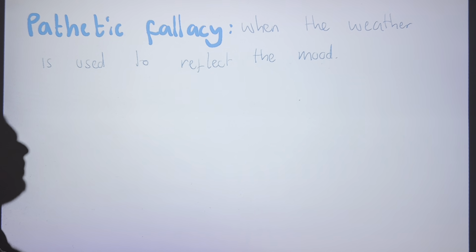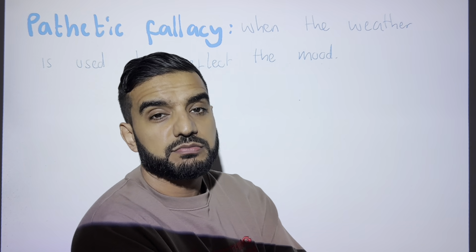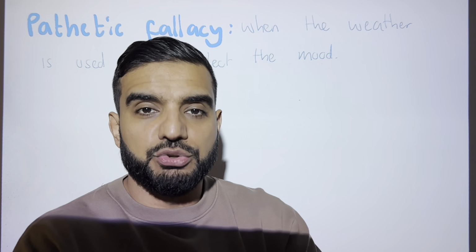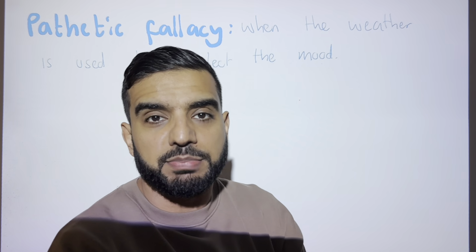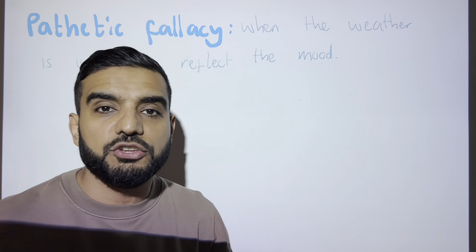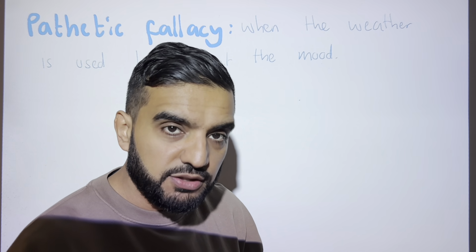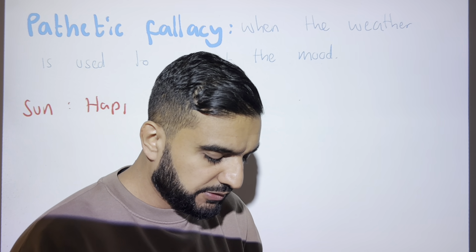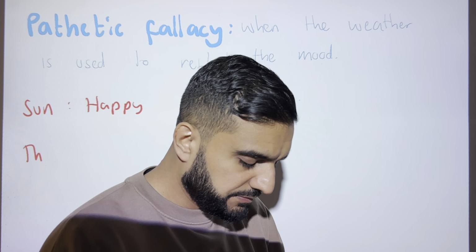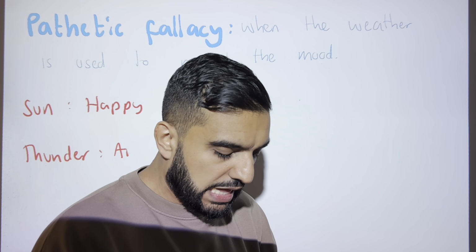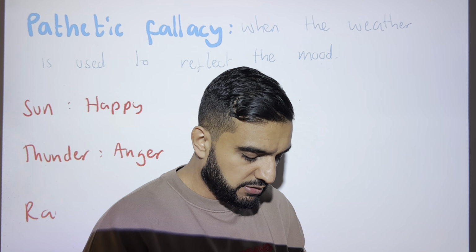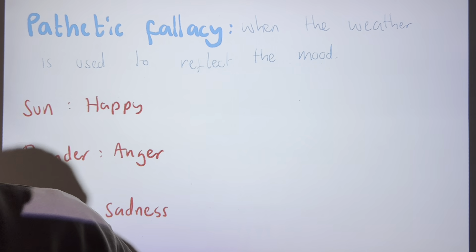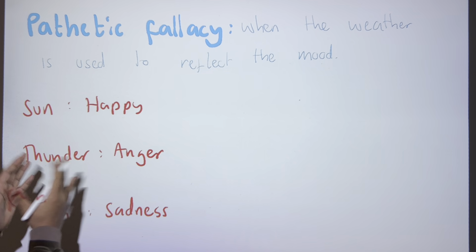What is pathetic fallacy? Pathetic fallacy, guys, is when the weather is used to reflect the mood. That's your basic definition. It's when the writers use the weather to reflect the mood, reflect what's happening in the play or the story or the book or whatever it is you're writing about. Now, typical examples are what? For example, guys, sunshine equals happiness. Thunder could equal anger. Rain could equal sadness. That's a typical way of how the weather is used.